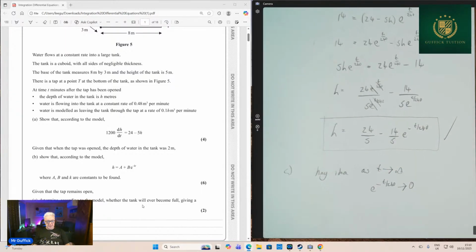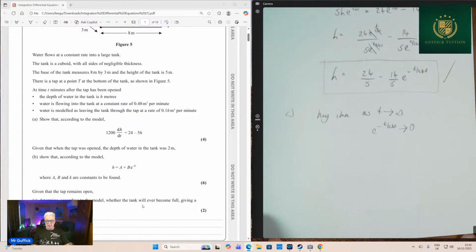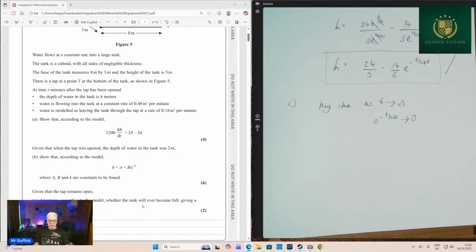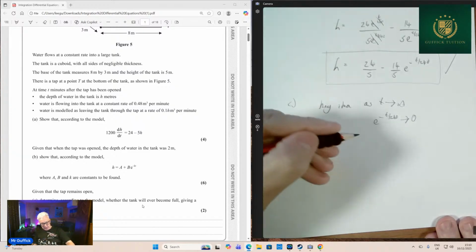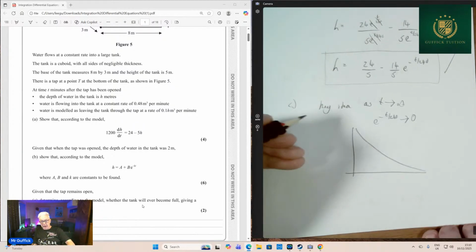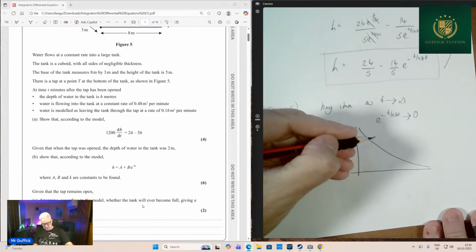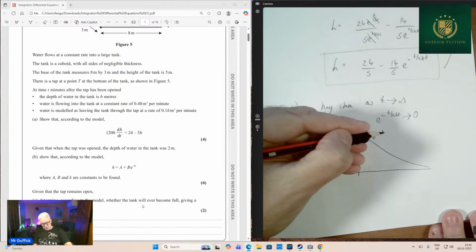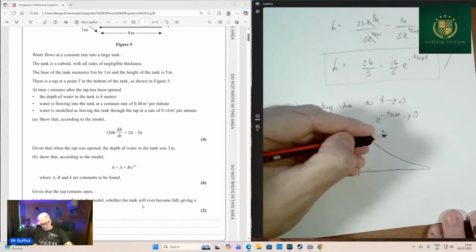Oh my goodness, now this next thing is such an important idea. I can't emphasize how important this next idea is. So for part C, it says, given that the tap remains open, determine according to the model whether the tank will ever become full, giving a reason for your answer. Honestly, the number of times that this comes up is kind of ridiculous. I think everybody who's doing A-level needs to know this point because it comes up so often, it's almost guaranteed to come up.